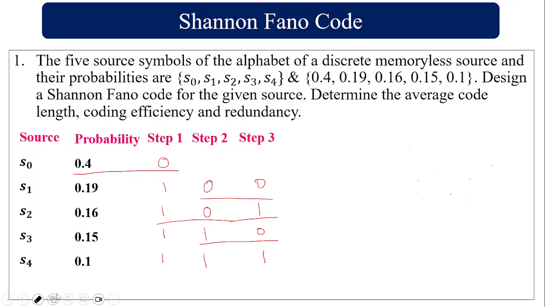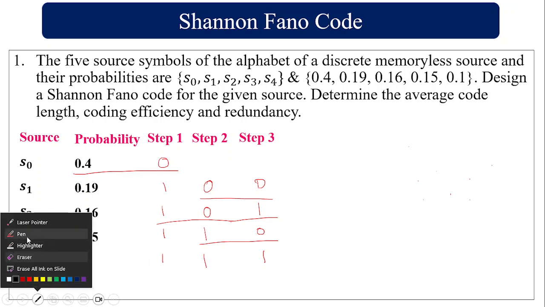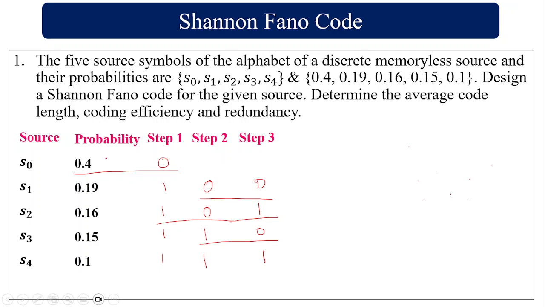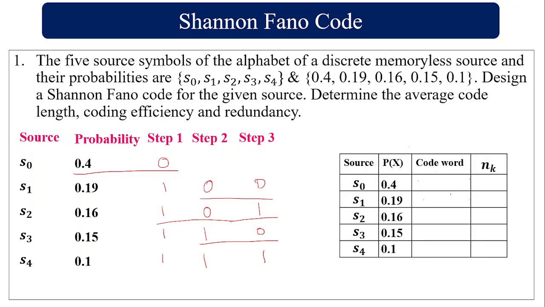That's it. Now we can form the code words here. This is source and probability. The code word for 0.4 is going to be 0, from step 1 as you calculated. For 0.19 it's going to be 1 0 0. For 0.16 it's going to be 1 0 1. For 0.15 it's going to be 1 1 0. And for 0.1 it's going to be 1 1 1.